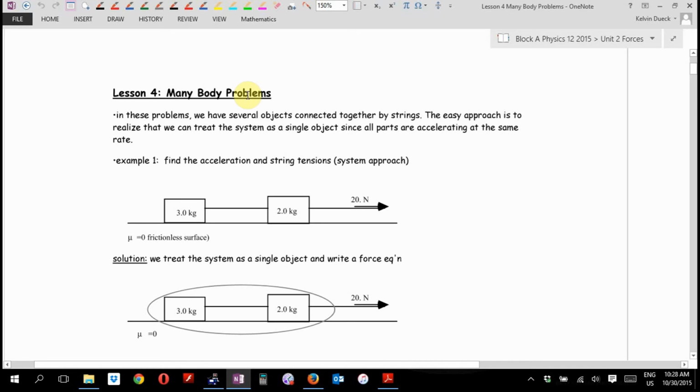Lesson 4, many body problems. Hey, what if we have more than one mass attached with a rope? Like this. We can do this really complicatedly, or we can be clever. And we're going to be clever.